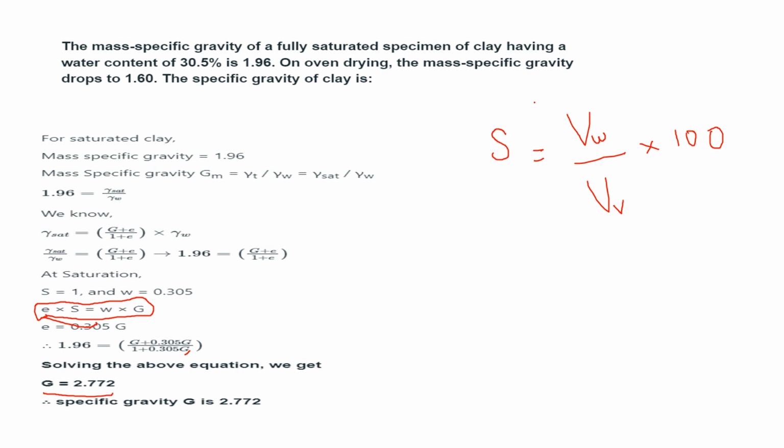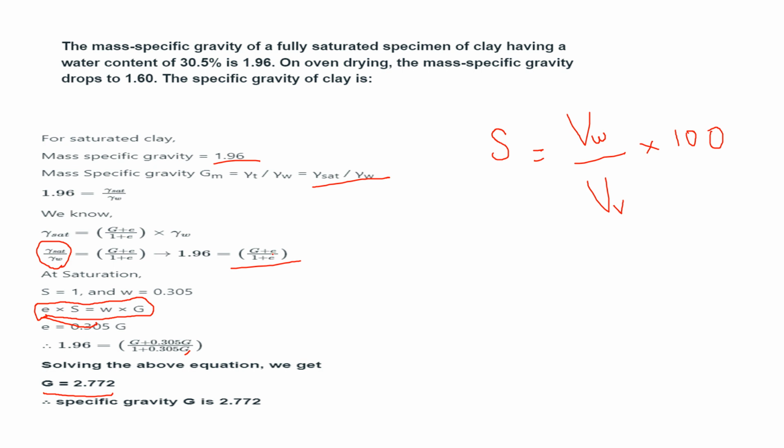So what I did: the mass specific gravity is nothing but gamma sat by gamma w. That is a formula, gamma saturated by gamma w. So the gamma saturated formula is (G plus e) by (1 plus e) times gamma w. In this, I brought this gamma w to the bottom. So gamma sat by gamma w value I know, which is going to be 1.96. So 1.96 is (G plus e) by (1 plus e).